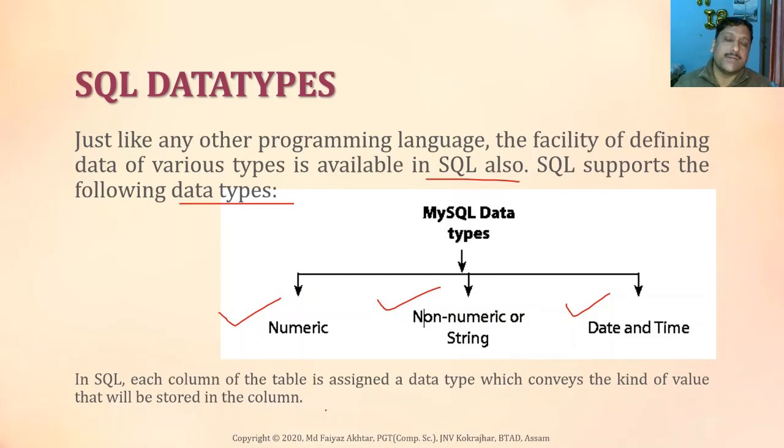We know that in SQL, each and every piece of information is stored in a table in rows and columns. Each column contains the same type of data. So while creating a table, we have to define the data type of each column: which column can contain numbers, which can contain dates, which can store alphabets or string type information. This we have to declare during creation of the table. So we have to learn these data types.